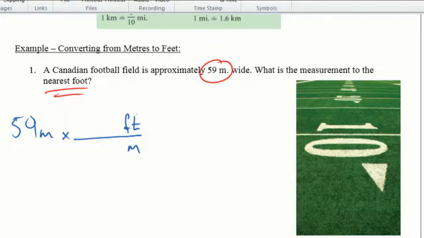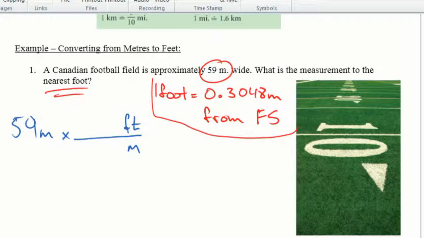Now I go to my formula sheet and I look up the relationship between meters and feet, and it tells me, this is directly off the formula sheet like I wrote up above. I'm going to write it again. 1 foot is equal to 0.3048 meters. And this is from the formula sheet. I'm going to erase that. So that's the conversion factor that we're going to use. So we're going to just plug that right in here to our equation.